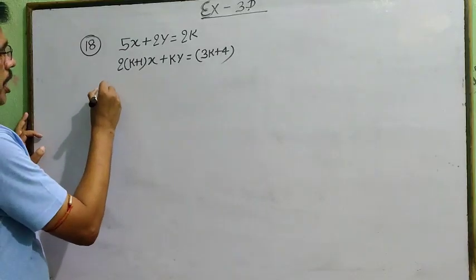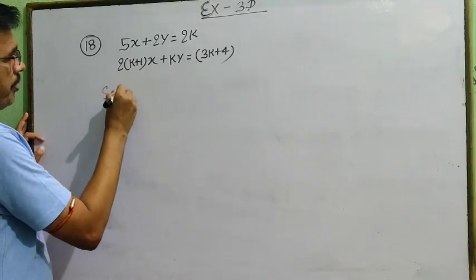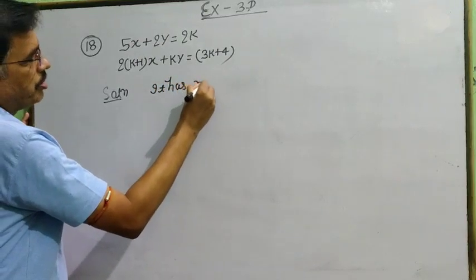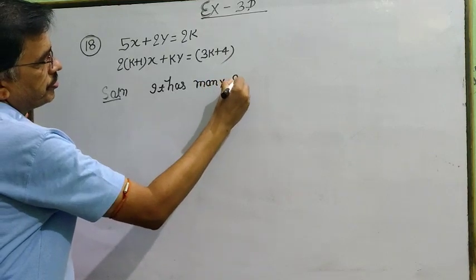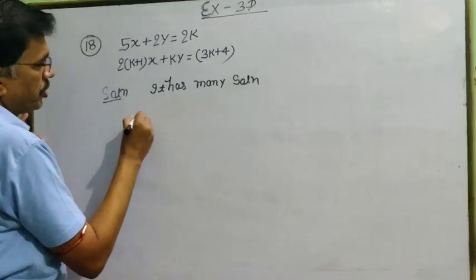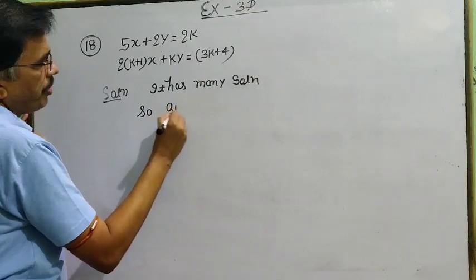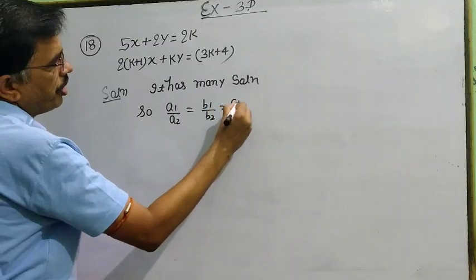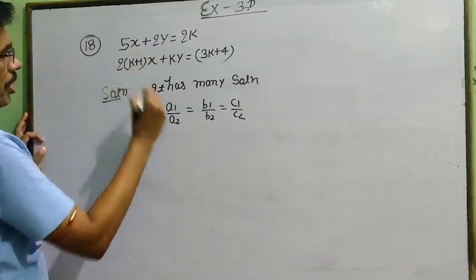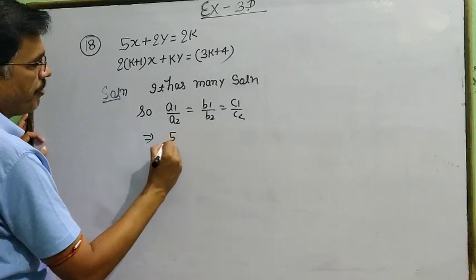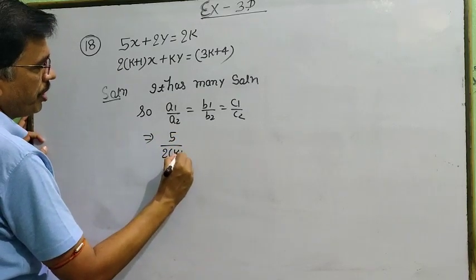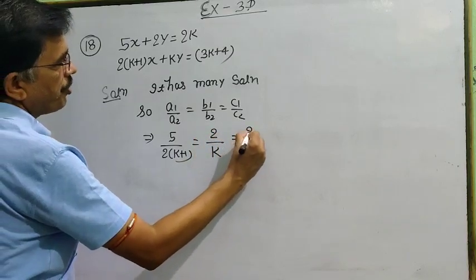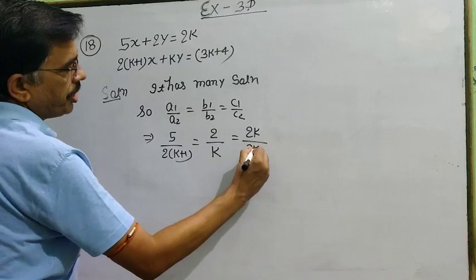Here a student writes the solution, and here you write it has many solutions. So a1 by a2 is equal to b1 by b2 is equal to c1 by c2. Next, a1 is 5, a2 is 2k plus 1, b1 is 2, b2 is k, c1 is 2k, and c2 is 3k plus 4.